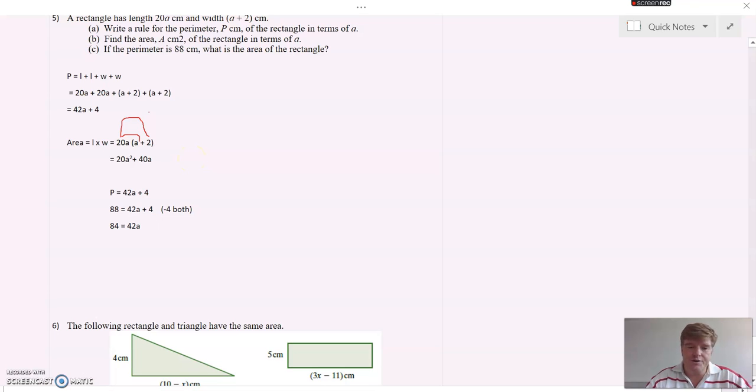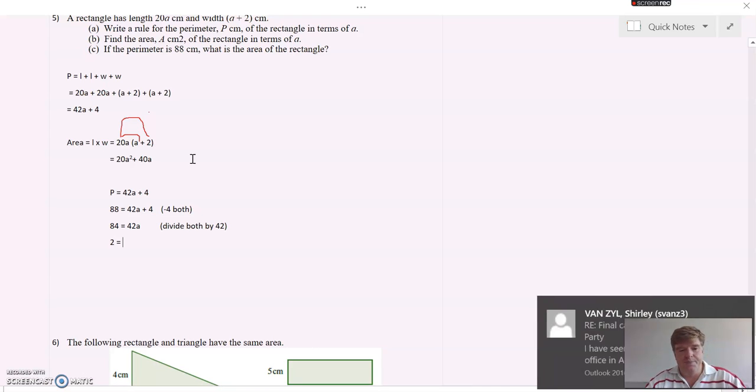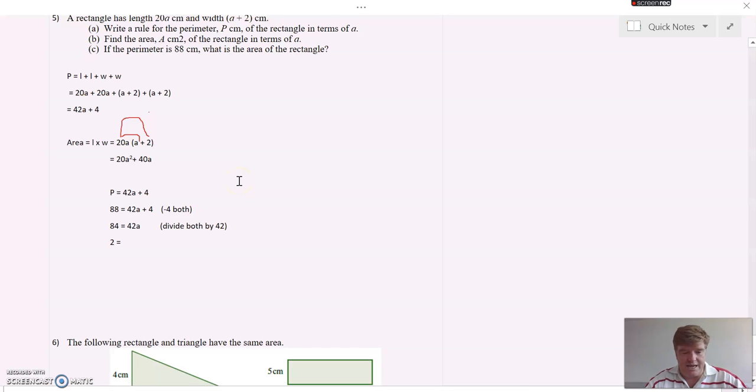Now 42a is 42 multiplied by a. The opposite of multiplying by 42 is dividing by 42. So we're going to divide both sides by 42 to get a by itself. As it happens, 84 divided by 42, use your calculator if you need to, is going to equal 2. 42a divided by 42, the 42s are going to cancel out, and that's going to leave us with just a. 2 equals a.